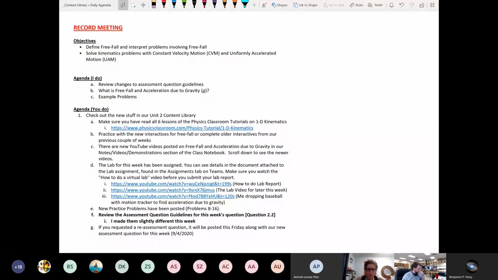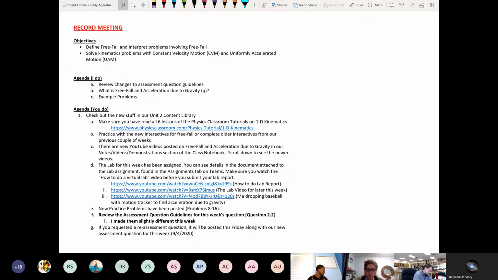All right, this is what we're looking at today. We're going to formally define free fall as part of our vertical motion and kinematics and be able to identify when that's present when we're looking at a problem. We'll do a couple example problems today together.